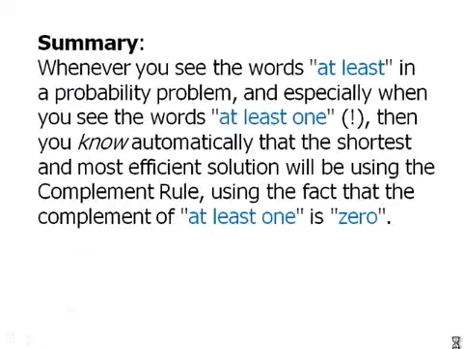So, in summary, whenever you see the words "at least" in a probability problem, and especially when you see the words "at least one," then you know automatically that the shortest and most efficient solution will be using the complement rule, using the fact that the complement of at least one is 0. Now again, in future videos, we'll talk about using the complement rule in more complicated scenarios. In the other scenarios where it would be a shortcut, there's going to be a problem of recognizing it. For this particular case, there should be no problem recognizing it. You'll see these words, and that will be the trigger. Automatically, you know you can use the complement rule as a shortcut.